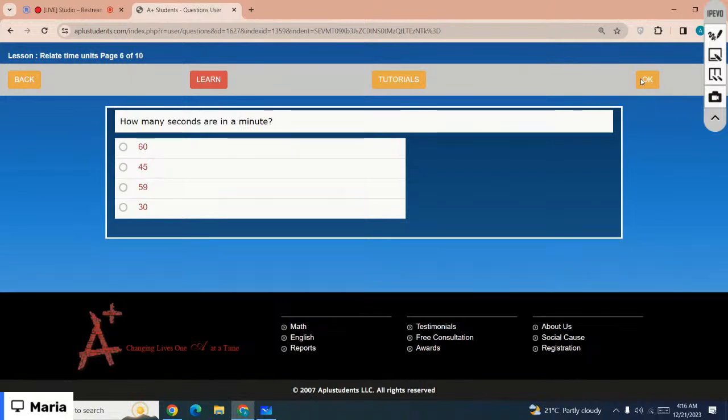How many seconds in a minute? Yes, the correct option is in 1 minute you have 60 seconds. The correct option is 60 seconds, right?